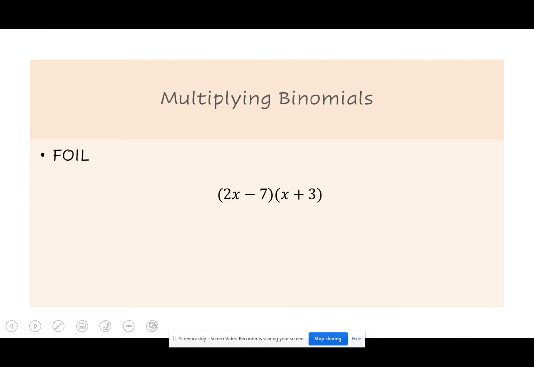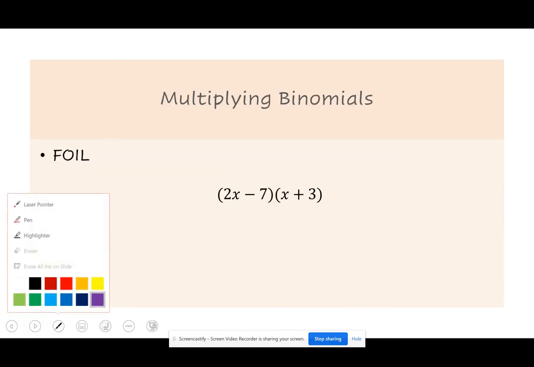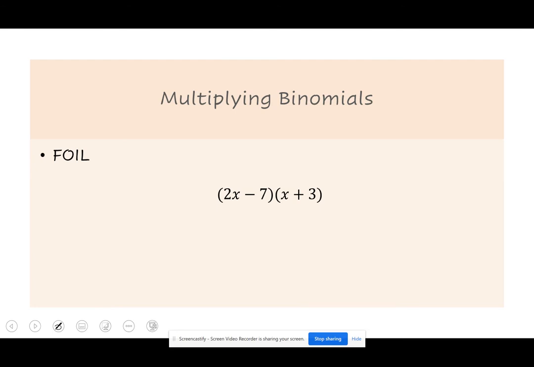Now sometimes we are going to have to multiply like 2 binomials. So we're going to do this thing called FOIL. So it's pretty much just making sure that we multiply everything by everything. So FOIL stands for first, outer, inner, last. So it means we're going to multiply our first 2 terms together. So this 2x times x would be 2x squared, adding those exponents.